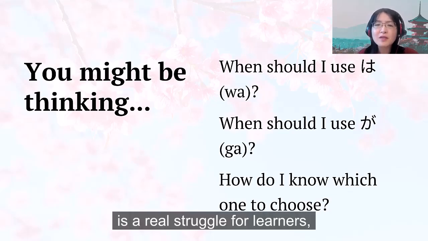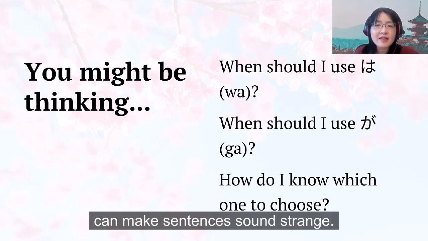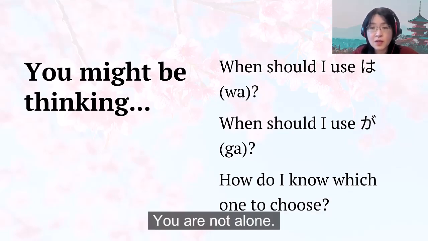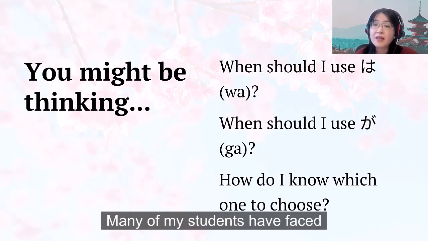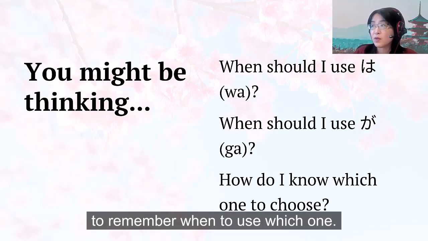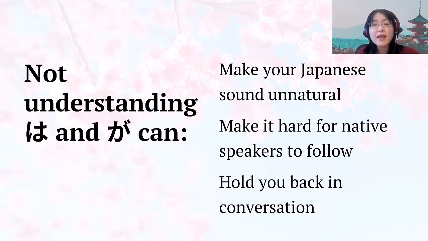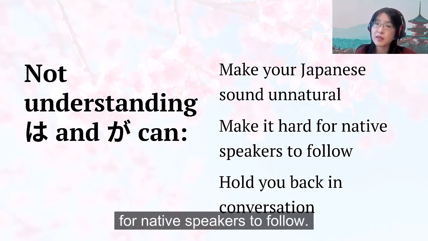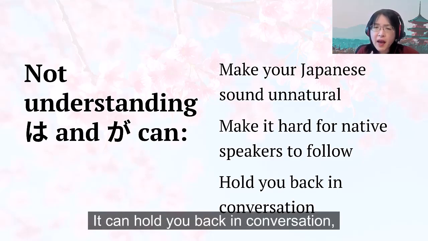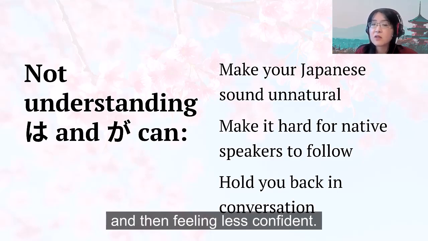This common question is a real struggle for learners because the rules aren't always clear. And even tiny mistakes can make sentences sound strange. You are not alone. Many of my students have faced this exact challenge and found it frustrating to remember when to use each one. Not understanding wa and ga's difference can make your Japanese sound unnatural and sometimes even hard for native speakers to follow. It can hold you back in conversation, leaving you second guessing every sentence and then feeling less confident.